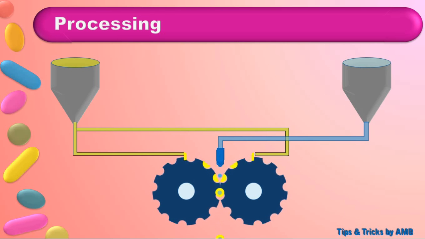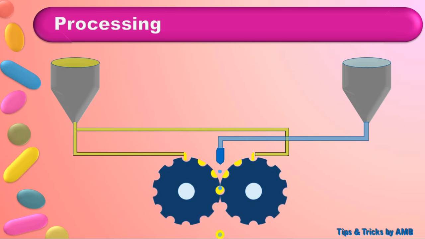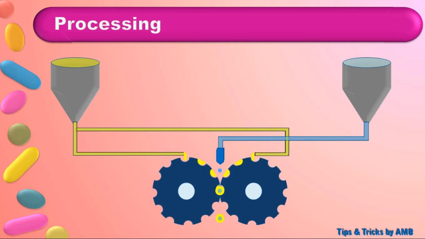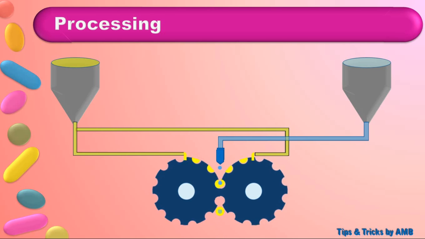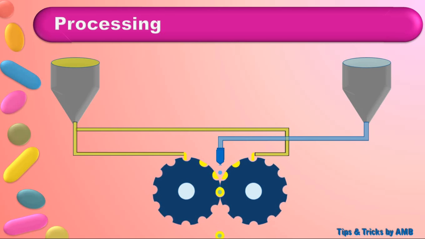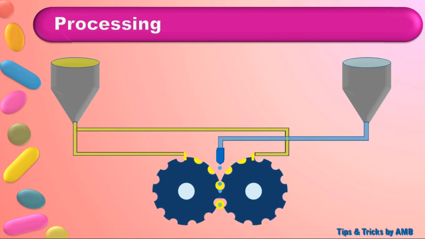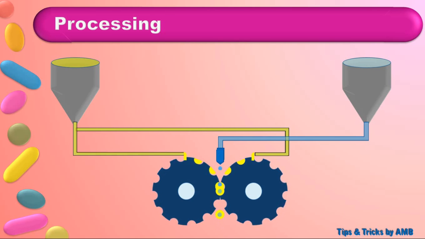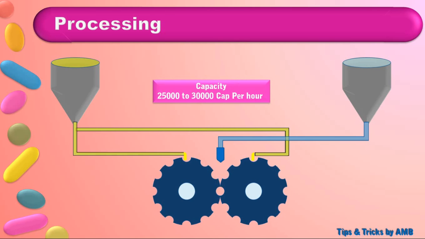With movement of dies, both the halves of the capsule shell fuse with one another. Sealing takes place because of the heat of the liquid and pressure of the rotating dies. The capsules formed are washed thoroughly and dried. The capacity of the rotary machine ranges from 25,000 to 30,000 capsules per hour.